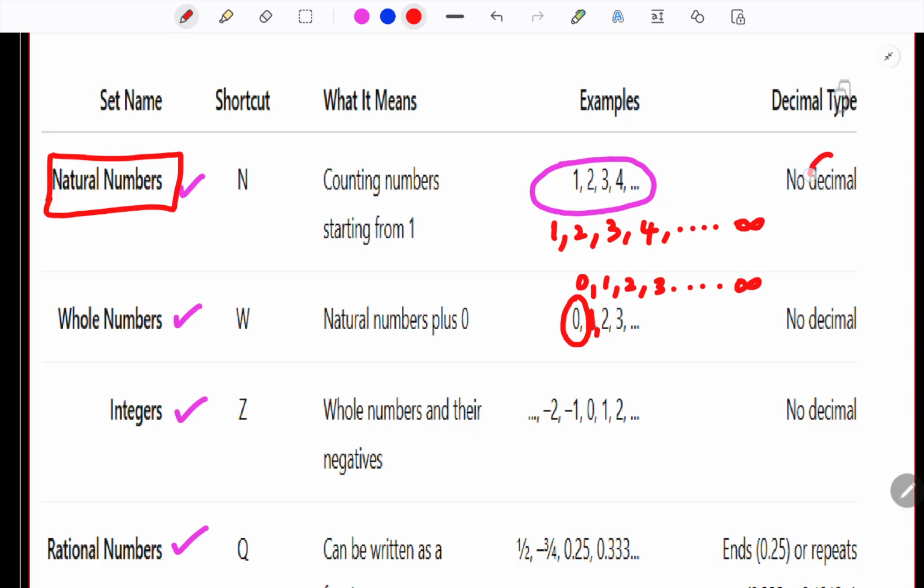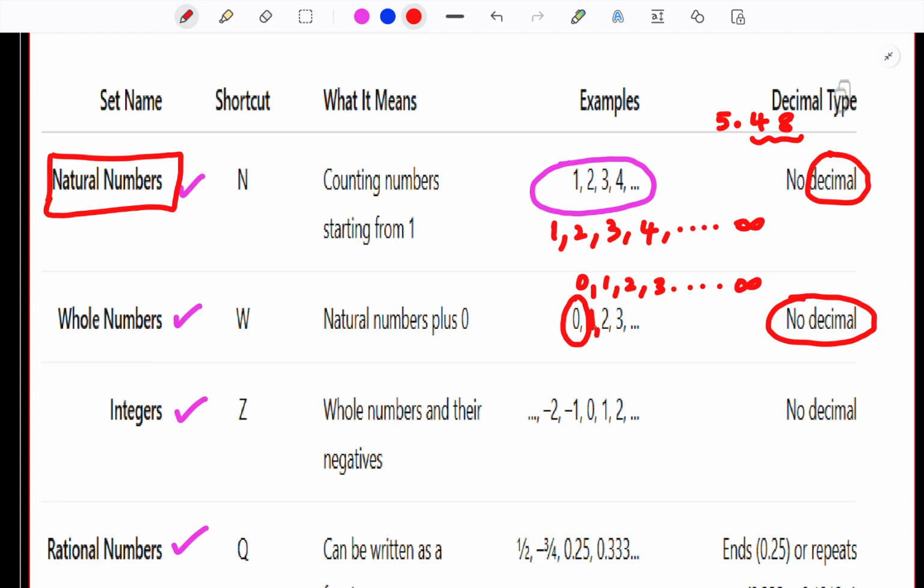What do you mean by decimal? Decimal means this one, 5.48. When you have a point and some numbers after the point, then it is called a decimal. So there is no decimal here and no decimal here. So what are natural numbers? 1, 2, 3, 4, 5, 6, 7, 8, 9 like that. What are whole numbers? 0, 1, 2, 3, 4 like that.